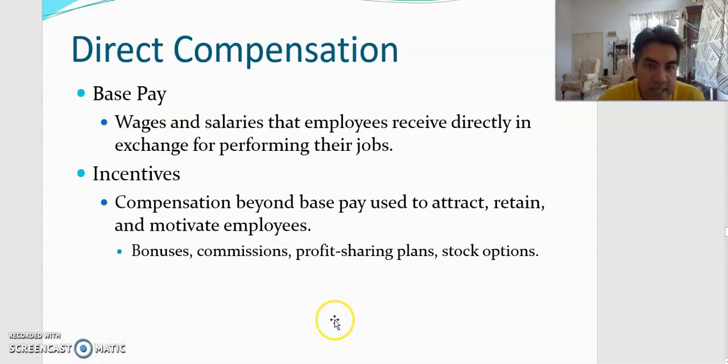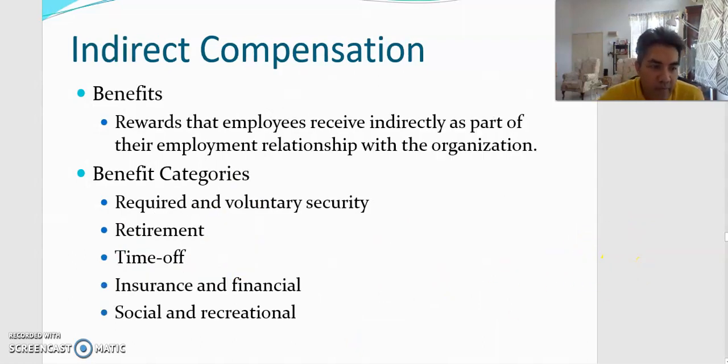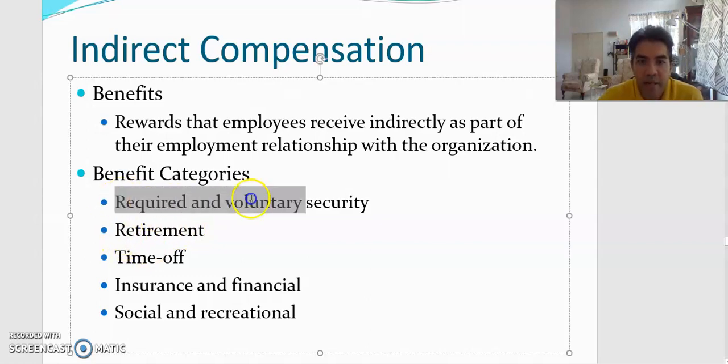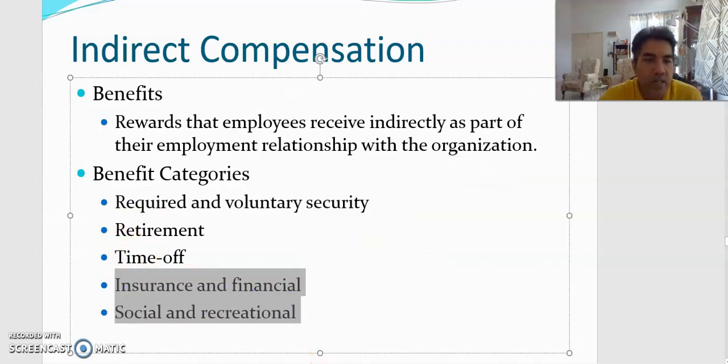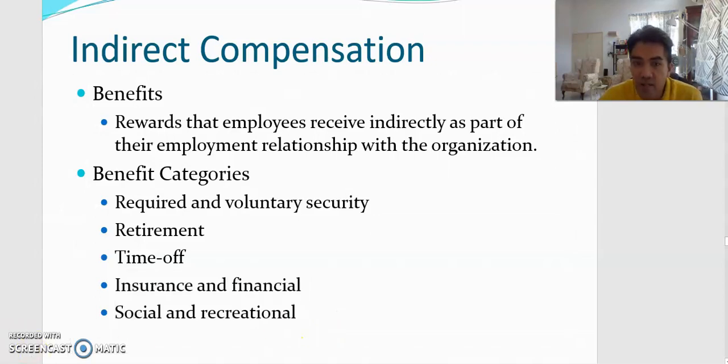For direct compensation, we have base pay and incentives in terms of bonuses, commission, profit sharing plans, and then stock options. And then we also have indirect compensation such as benefits and non-monetary rewards. For example, retirement, pension plan, voluntary security, time off, insurance and financial, as well as social and recreational. Some organizations offer a nursery for children, so that could be an important factor.